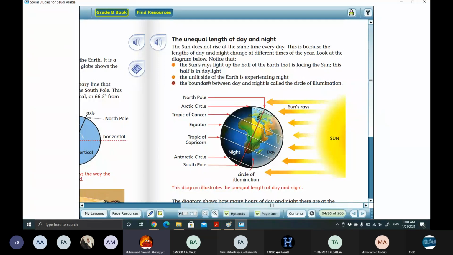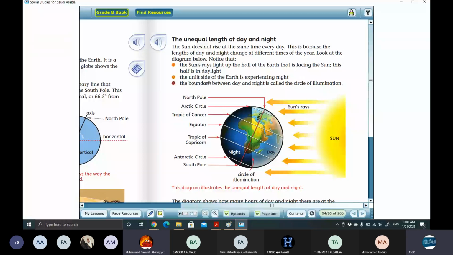The sun's rays light up half of the earth that is facing the sun. This is the half that is in daylight. Pretty obvious. You see sun, you are in sunlight, you're in day. The sun does not rise at the same time every day. Every time it changes. This is because the lengths of the day and night change at different times of the year. And yeah, there you go.